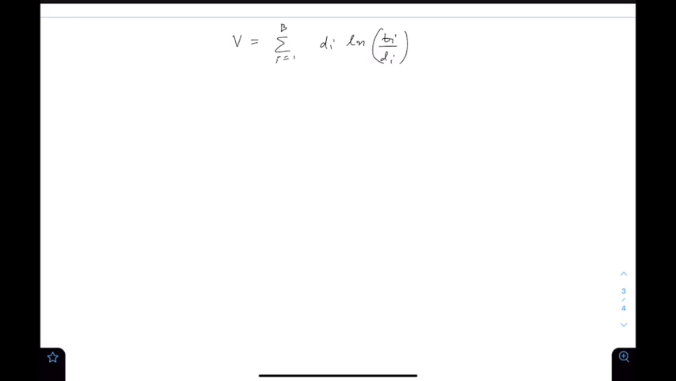Next, let's look at something different: the Kolmogorov-Smirnov test.